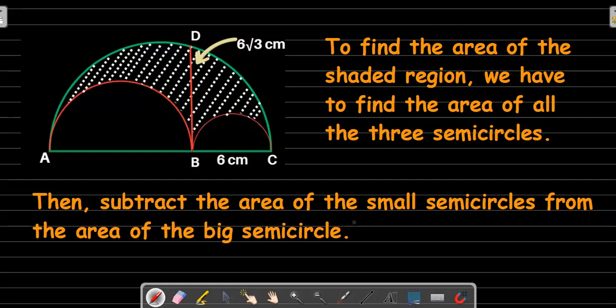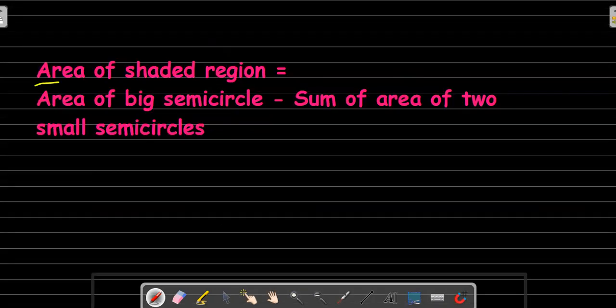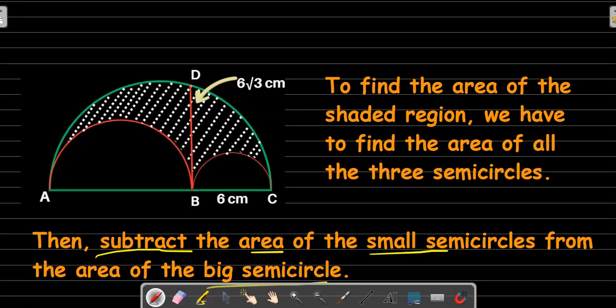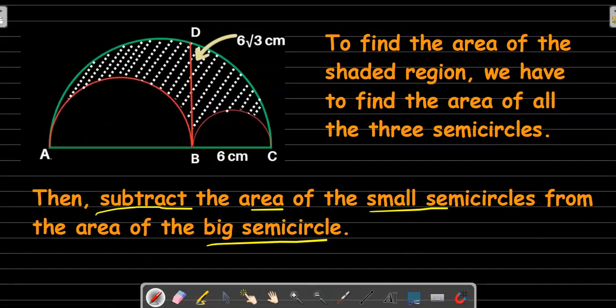To find the area of the shaded region, we have to find the area of all three semicircles. Then we have to subtract the area of the small semicircles from the area of the big semicircle. So how do we get the area of the shaded region? That is the area of the big semicircle minus the sum of the areas of the two small semicircles. That is the area of the big semicircle whose diameter is AC, minus the area of the small semicircle whose diameter is AB and the area of the other small semicircle whose diameter is BC.